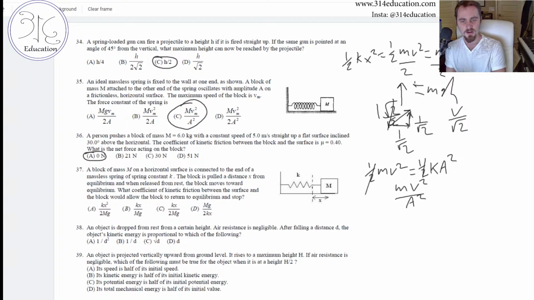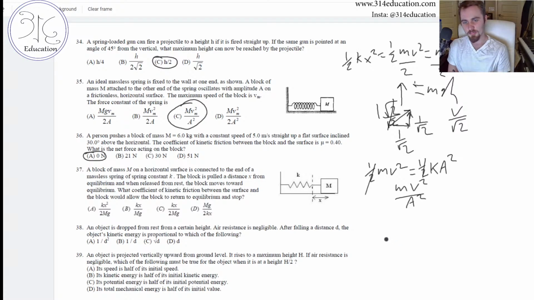Next we've got a block of mass M on a horizontal surface on a massless spring. Yep, mass on a spring again, everybody. The block is pulled some distance x from the equilibrium and then released from rest and moves towards the equilibrium. What coefficient of friction between the surface and the block would allow the block to return to equilibrium and stop? That's kind of a good question, actually.